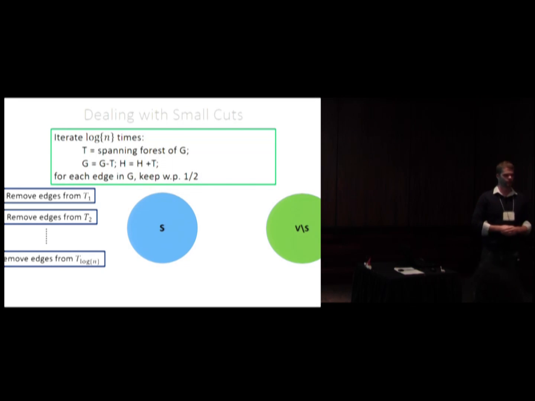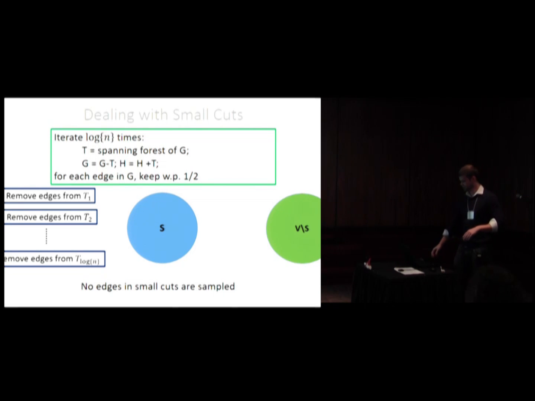So what does this imply? No edges in a small cut are sampled. So we don't have to worry about variance being bad. We're not sampling anything in every cut that's small. We're just keeping all the edges with probability 1. So this gives the full static routine for reducing basically the number of edges in half.